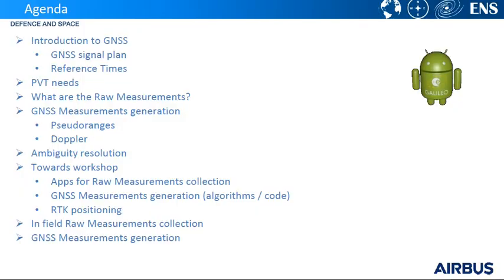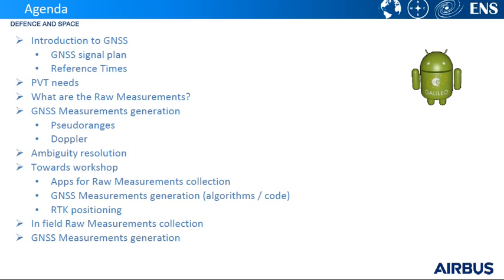Here we have a high-level overview of this presentation. At the very beginning, there will be a short introduction to the Global Navigation Satellite Systems, GNSS. It will include information about GNSS signals and reference times. Then we will discuss what is needed for a PVT. PVT stands for Position, Velocity, and Time.